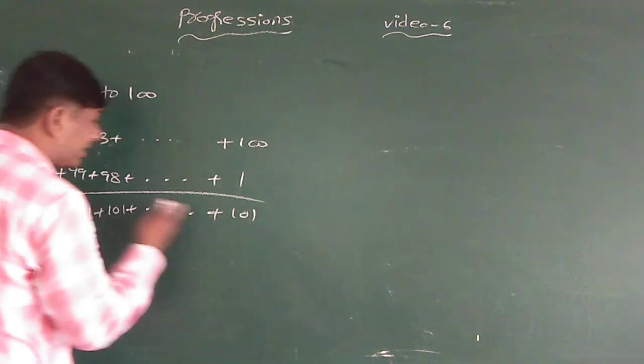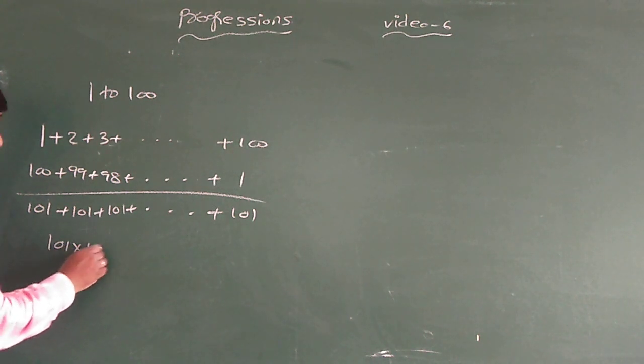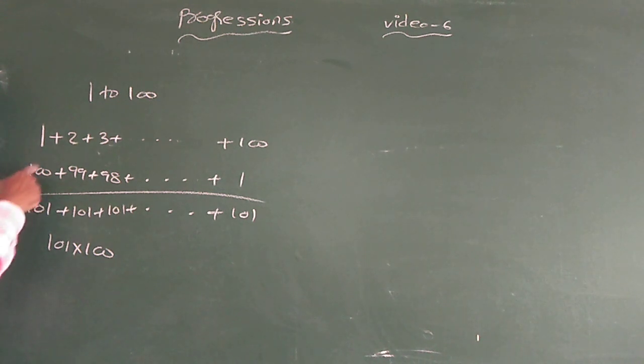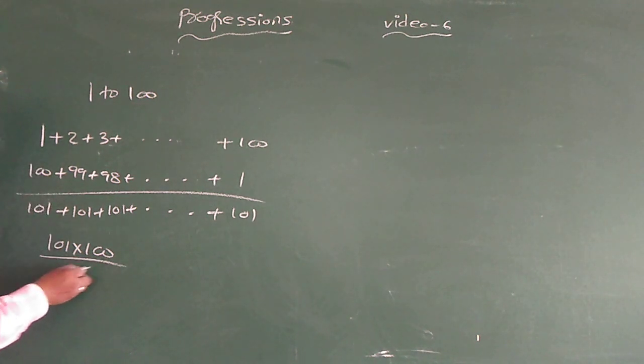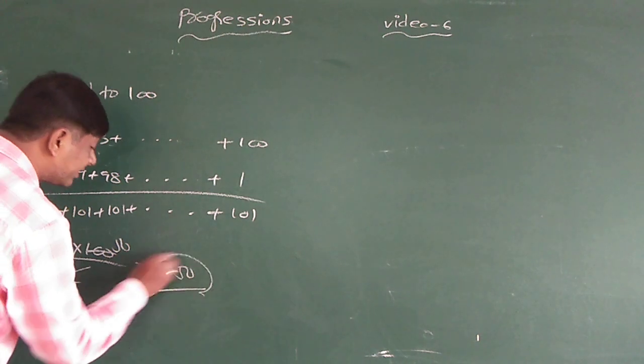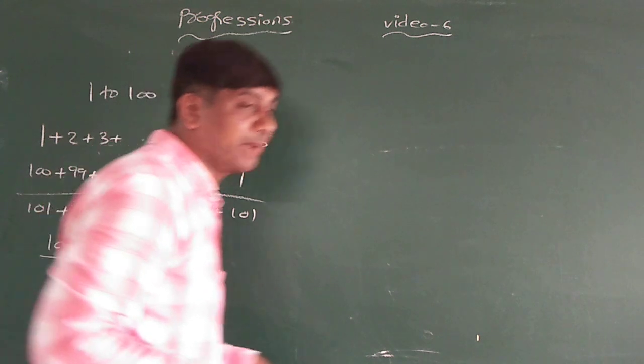How many times did he add here? 100 times 101. So 101 into 100 times he added. Since he added twice, 101 occurred 100 times, so we divide by 2. Two 1s are 2, 50s are 50, so 5050. With the help of this idea, the sum of n terms of an AP was developed.